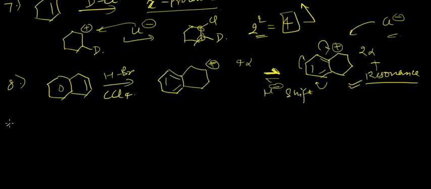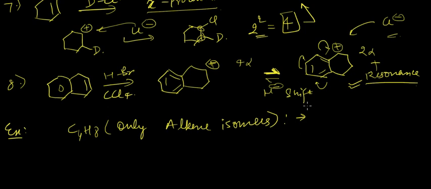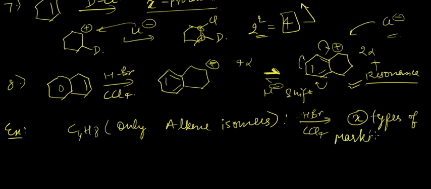Okay, so now let's take another example wherein you need to draw all the possible isomers of C4H8, only alkene isomers. Now the question is, you react all the alkene isomers of C4H8 with HBr, CCl4, and you get X types of Markovnikov products. What would be the value of X? That you have to determine.